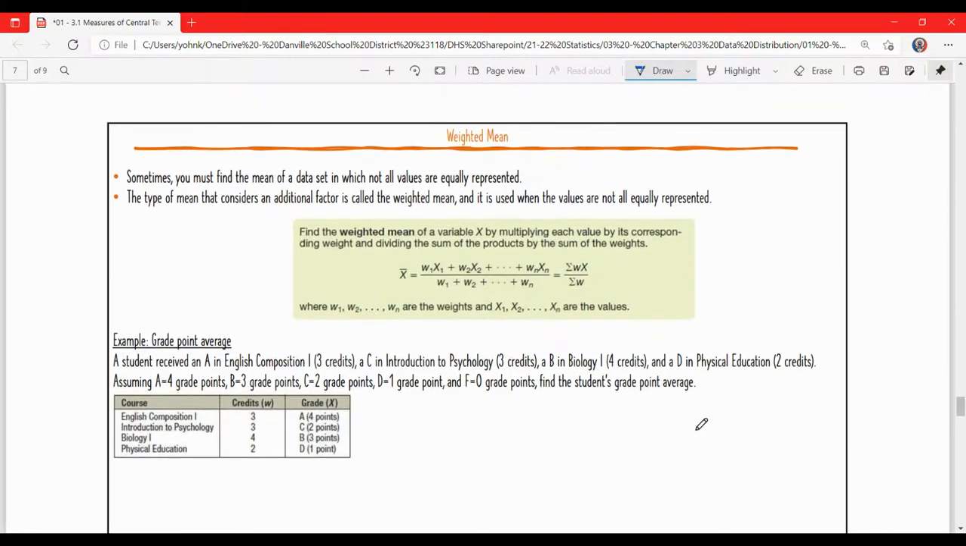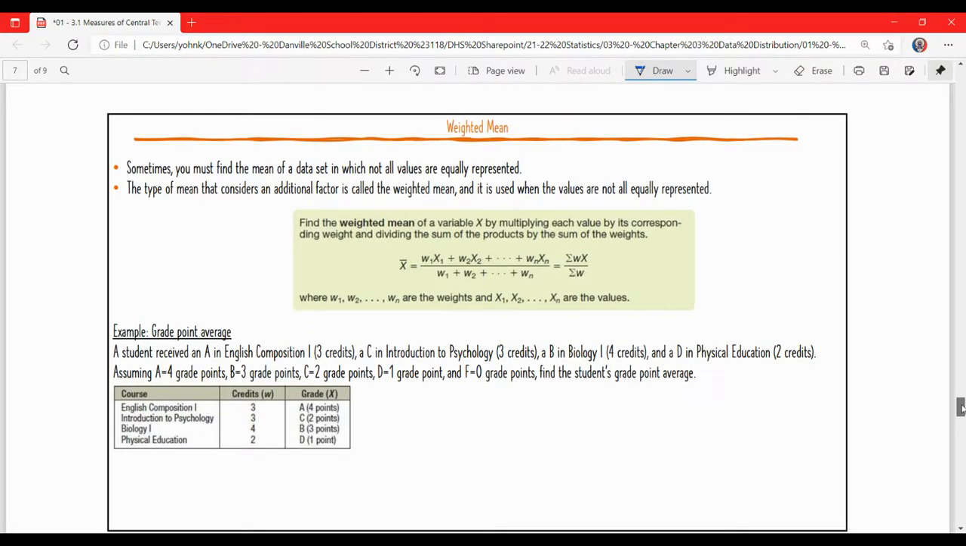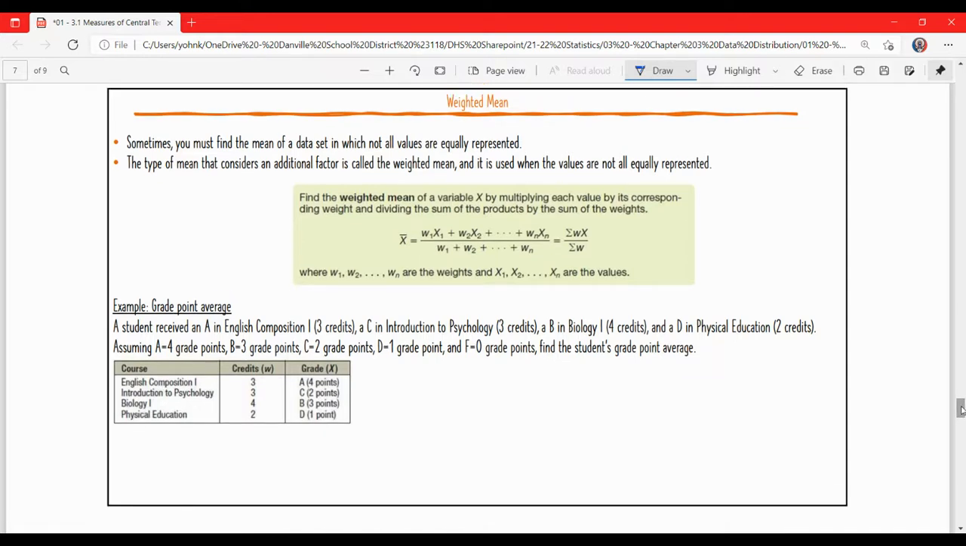Okay, now the weighted mean is not a measure of central tendency, but it does talk about the mean. And so when we have a weighted mean, we are going to have some data values that are worth more or take up a bigger portion of whatever we're talking about. And so that type of mean is considering an additional factor, like the fact that not all of them are represented the same amount.